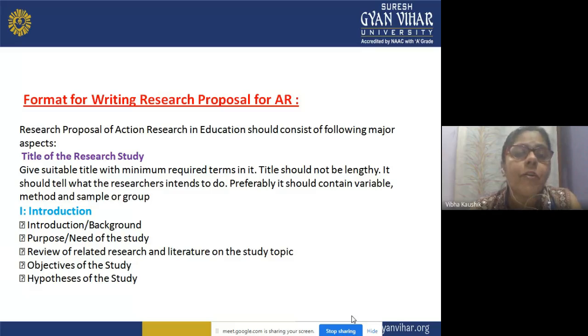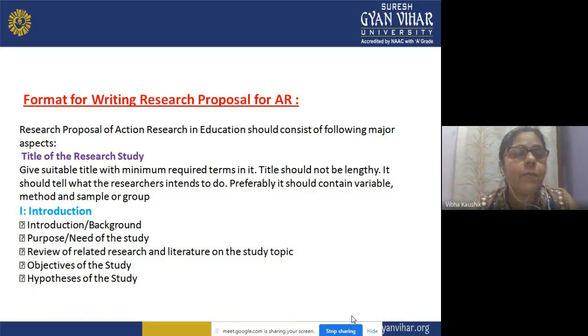Now, format for writing a research proposal of action research. You have done your research. You have done your research in a proper manner. But now the last thing which you have to do is to write the proposal, and it should be written in a proper format.